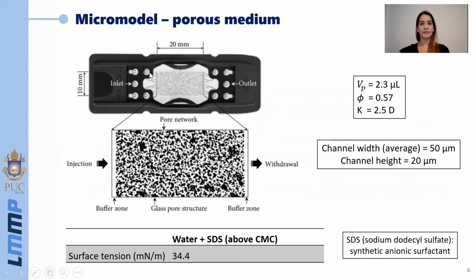Here is the picture of the micromodel. We have the glass pore structure here, two buffer zones, one in the entrance and the other one in the outlet. Here are the sizes of the micromodel, their properties, the pore volume, porosity, and permeability, the sizes of the channels. The fluid used here is a mixture of water and sodium dodecyl sulfate. And the surface tension of the surfactant solution and gas is 34.4 millinewton per meter when we are above the CMC, the critical micelle concentration.